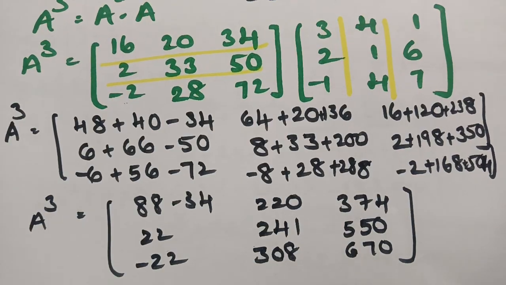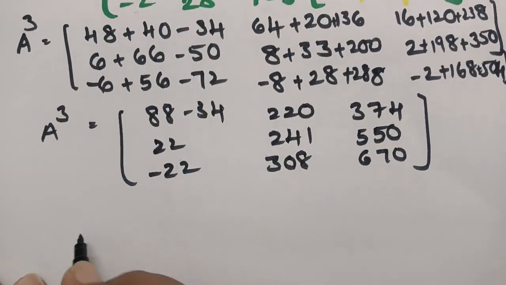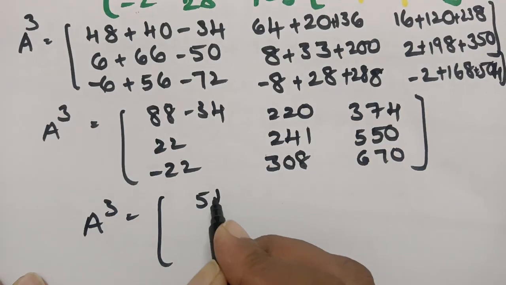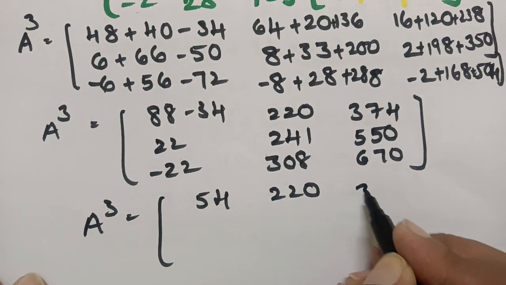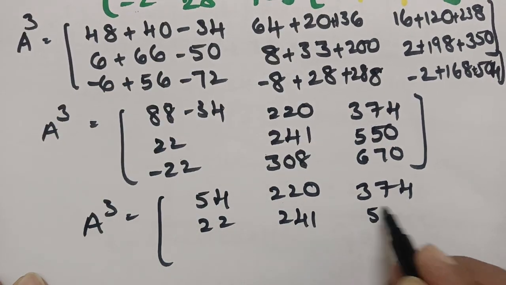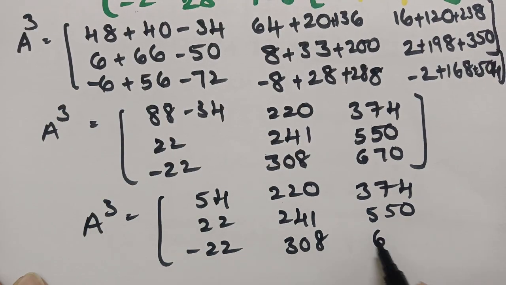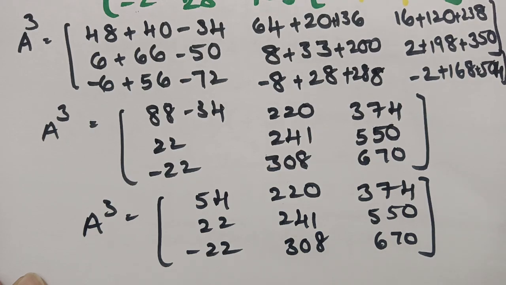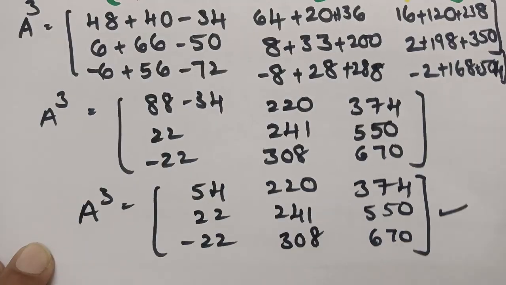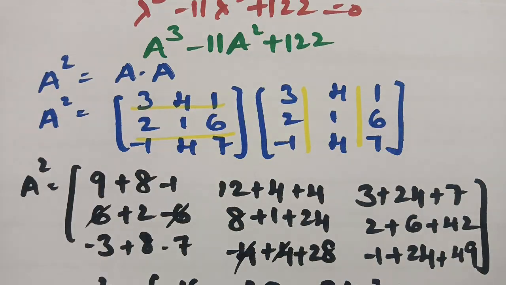So I got the value, this is 88 minus 34, the value here, a cube value is, so if I subtract 4, 5, so this is 54, this is 220, this is 374, this is 22, this is 241, this value is 550, this is minus 22, this is 308, and this is a 670. So this is our a cube value. So we got a square value ready and a cube value is also ready, and now I am going to substitute here. So in this equation, if I substitute, see what happens here.